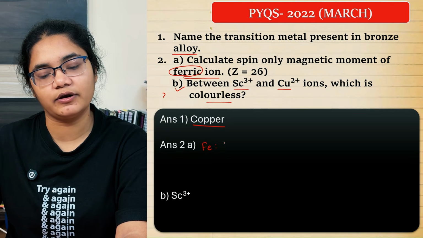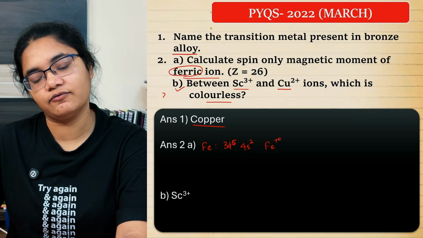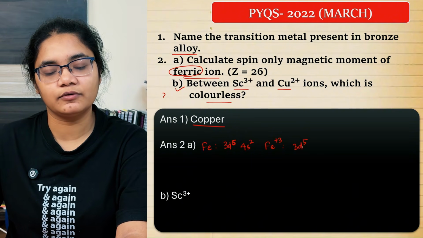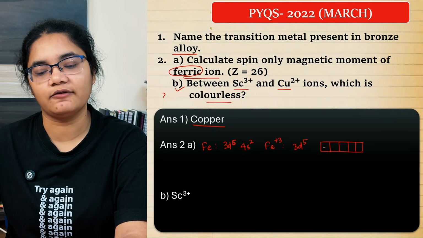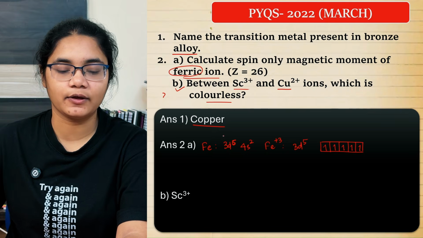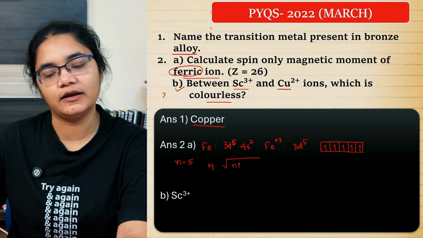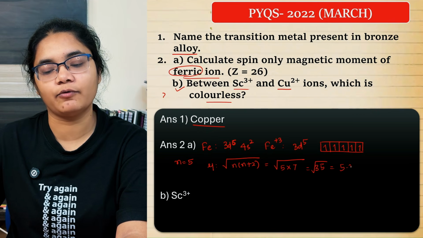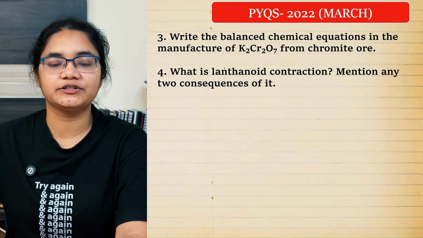If you see, Fe electronic configuration is 3d6 4s2. Now Fe3 plus, ferric ion, will have 3 electrons lost, so it is 3d5. If I draw the structure, it is like this: 1, 2, 3, 4 and 5. So n value is equal to 5 here. Mu is equal to root over n into n plus 2, that is equal to root over 5 into 7, which is root 35, and this is equal to 5.9 BM, Bohr magneton. Clear?